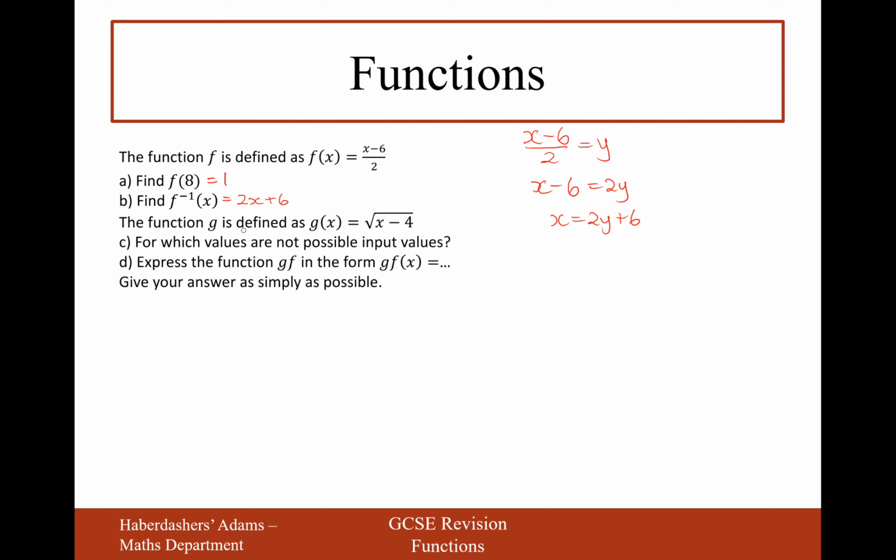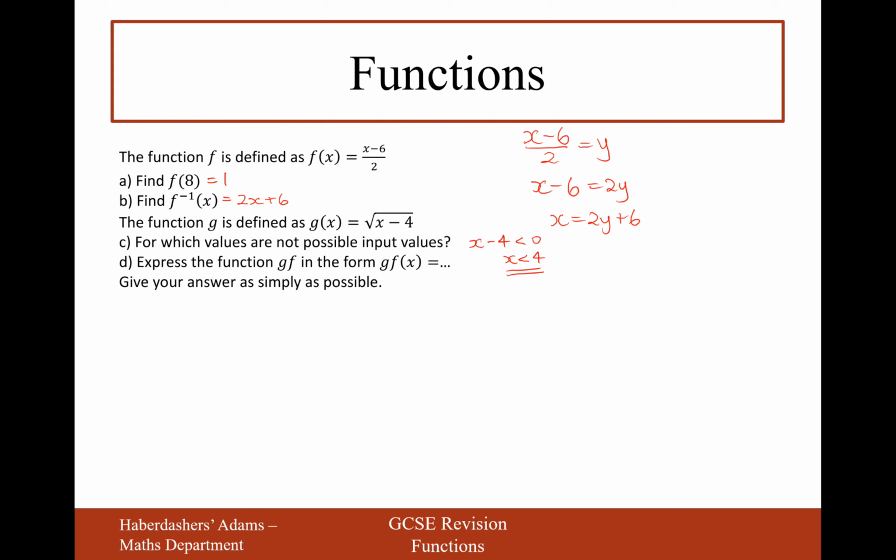The function g is defined by g of x equals the square root of x minus 4, for which values are not possible input values. Now remember, we're not allowed to square root negative numbers, so we're not allowed to use any number for x that will make all of x minus 4 a negative number. So x minus 4 is not allowed to be negative. So therefore any x value that's less than 4 will not be allowed.